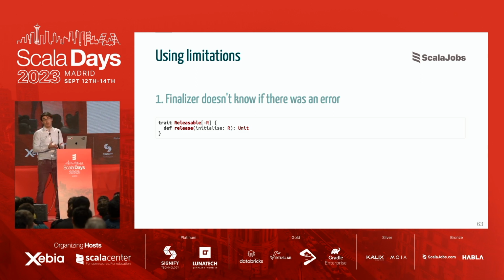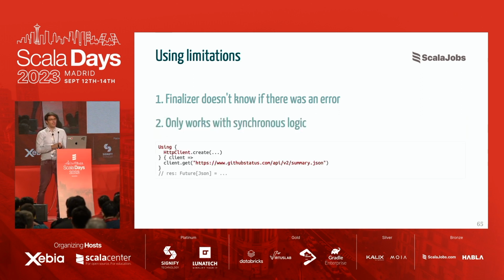To be honest, most of the time we don't care. Generally, our finalization logic does the same thing no matter what, but sometimes it's important. So it would have been nice if we had some kind of extra information to tell us, was there an exception or was it good? Most of the time we do nothing with this data, but it would have been nice to have it. But it's okay. The biggest drawback, in my opinion, is the fact that using doesn't work with asynchronous logic. And I have an example for this. So imagine you want to make an HTTP request. So you want to create your HTTP client, assuming that it's a resource, and then you're going to make your HTTP request.